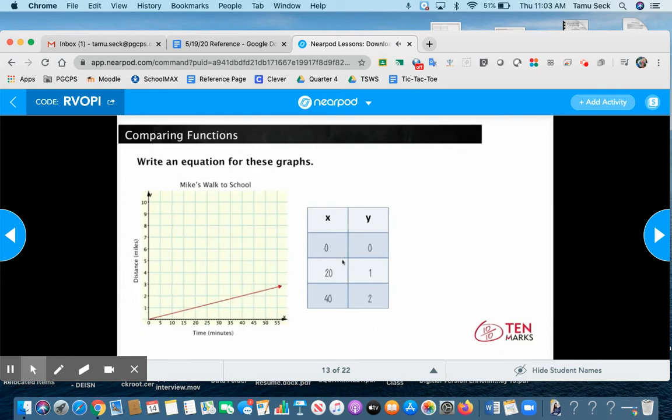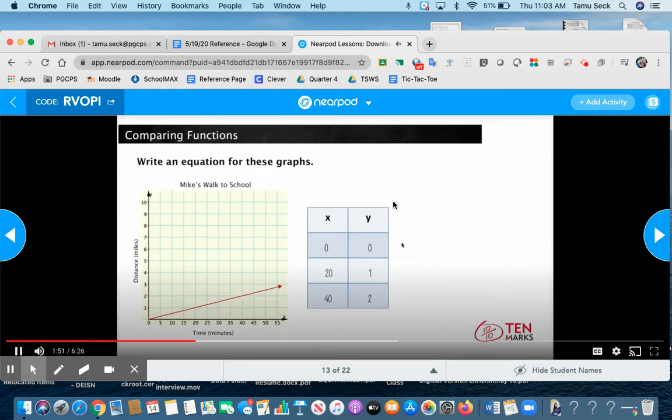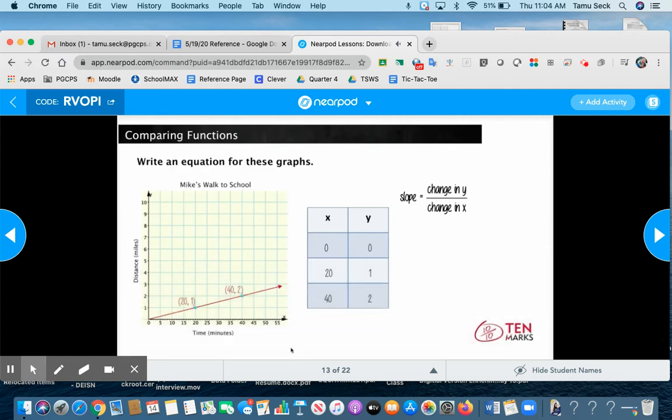Now looking at this table, you can find the slope of this function. Slope is the change in y divided by the change in x. In other words, the difference of the y values over the difference of the x values. So we can take any 2 points like (20, 1) and (40, 2), and we can plug it into this formula right here to calculate the slope. So the difference in y would be 2 minus 1 divided by the difference in x, which is 40 minus 20.